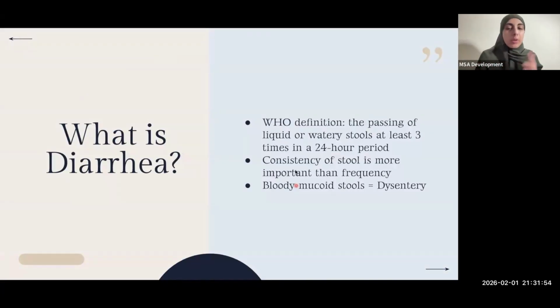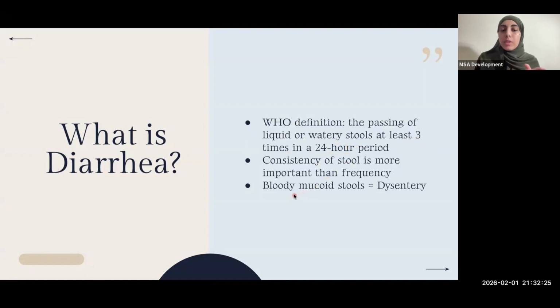What is diarrhea? According to WHO definition, diarrhea is passing liquid or watery stools at least 3 times in a 24-hour period. Okay? But that does not mean that this is a strict definition. So the consistency of stool is more important than frequency. So even if someone tells you, okay, my stool is way more watery than usual, even if it's not more than 3 times, the fact that it's more watery than usual suggests diarrhea.